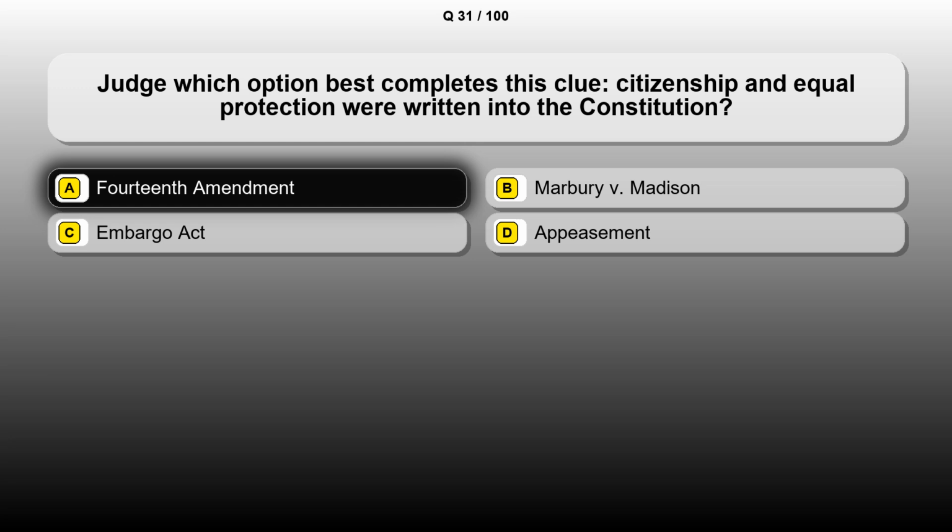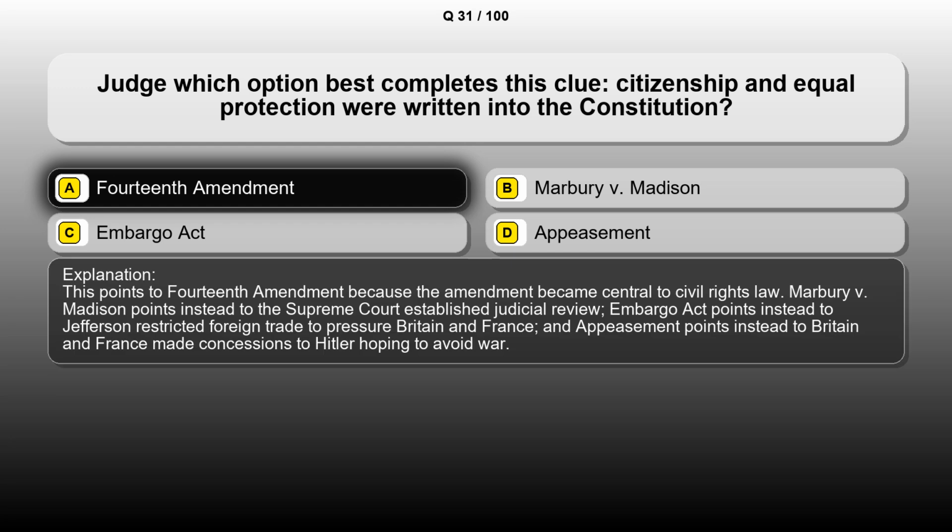The correct answer is option A, 14th Amendment. This points to 14th Amendment because the amendment became central to civil rights law. Marbury v. Madison points instead to the Supreme Court established judicial review. Embargo Act points instead to Jefferson restricted foreign trade to pressure Britain and France, and appeasement points instead to Britain and France made concessions to Hitler hoping to avoid war.